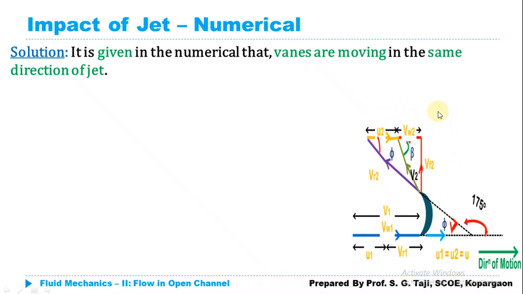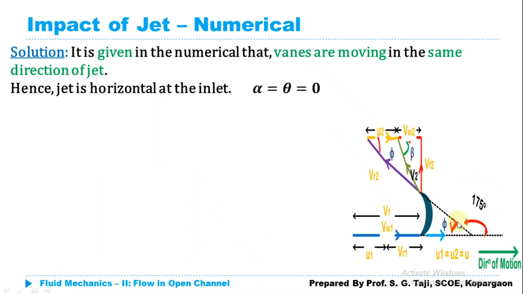Again, here there is no mention of beta or the angle of deflection at the outlet. They have simply given that the jet is getting deflected by 175 degrees. So we are going to show it here, and we can simply calculate phi is equal to 180 degrees minus 175 degrees, which is equal to 5 degrees. Similarly, as it is given that the jet is horizontal, alpha and theta both are equal to 0. So in this case, v_w1 will be equal to 0.